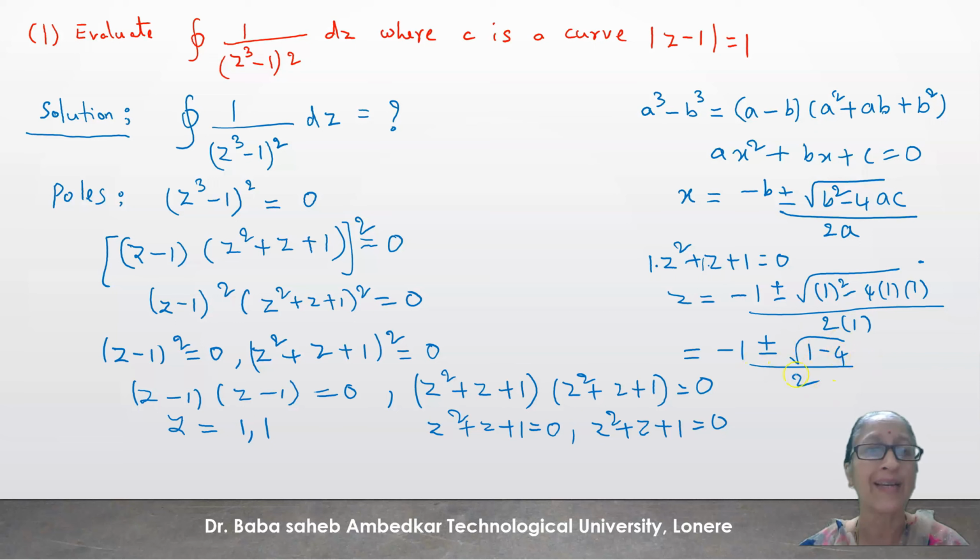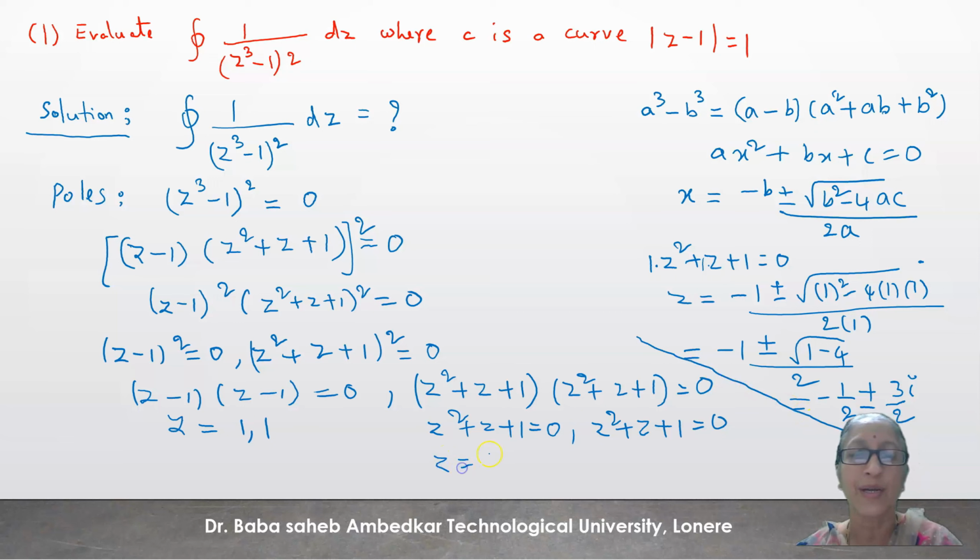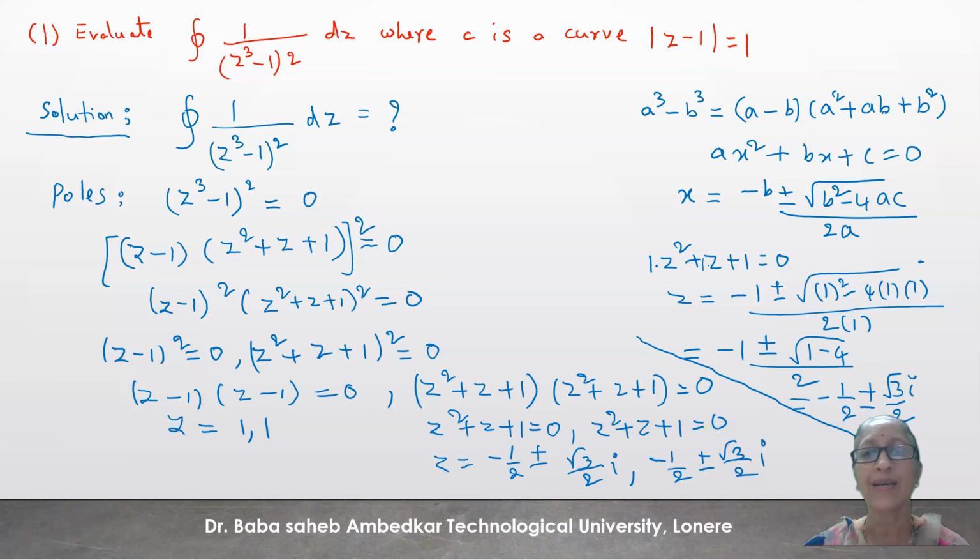That means minus 1 by 2 plus or minus, here we get minus 3 within the square root, so we can write root 3 by 2 i. So z equals minus 1 by 2 plus or minus root 3 by 2 i. Minus 3 under the root is nothing but root 3 i. This expression repeats twice, so we get minus 1 by 2 plus or minus root 3 by 2 i again. So what are the poles?